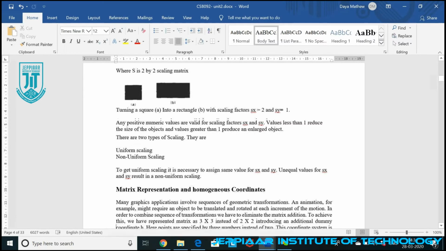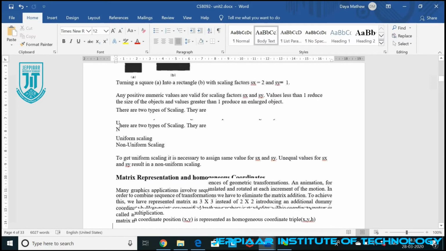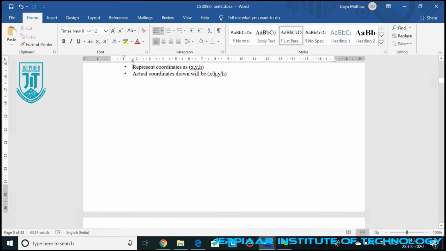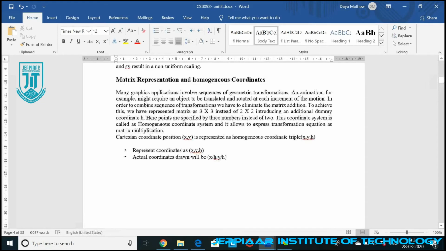Next, we have the homogeneous coordinate. Sometimes in graphic transformation we might need a sequence of transformations. It is not like we will perform only translation, or only rotation, or only scaling. We might need to do two translations, or one translation and one rotation, or rotation and scaling, that is, geometric transformations.